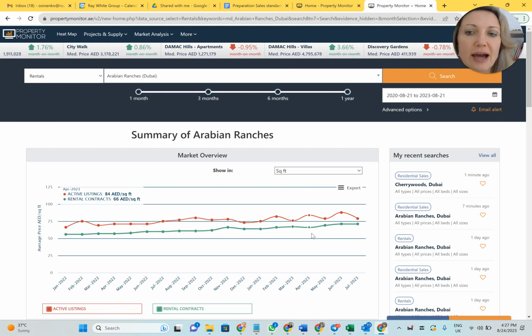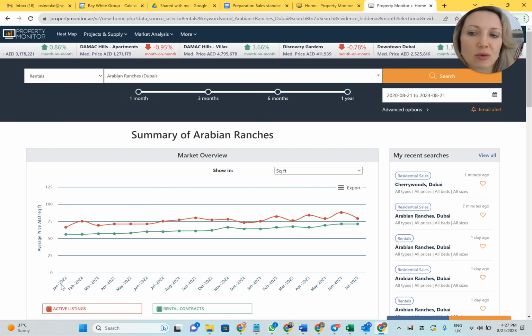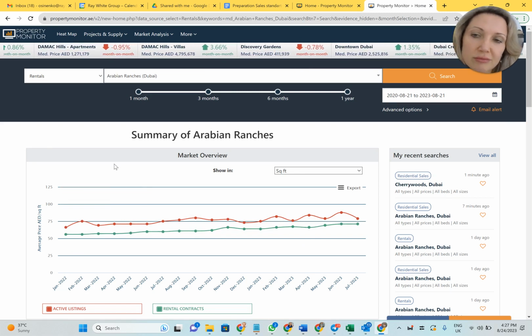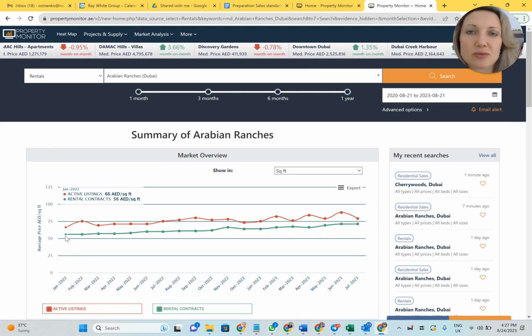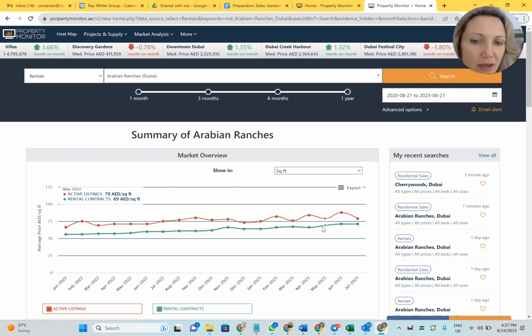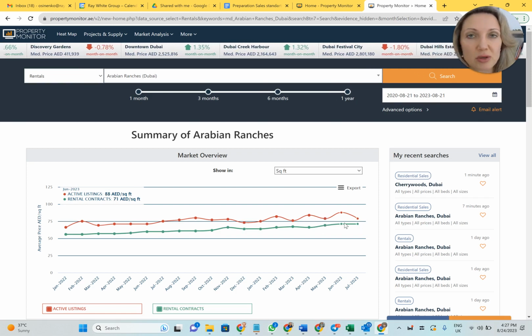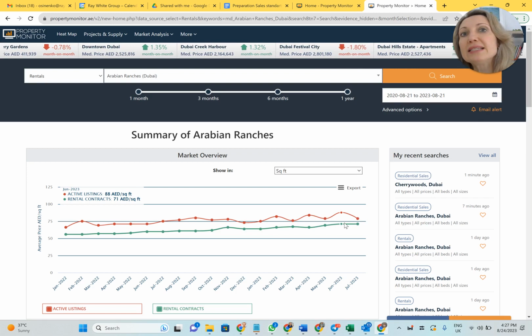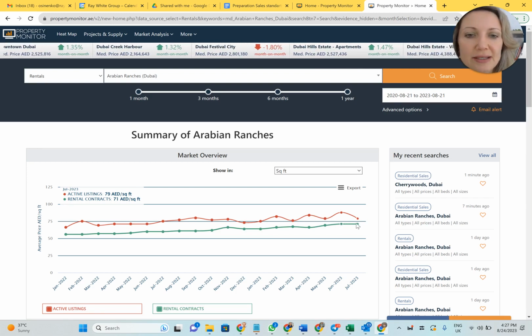So for example, if you already have a property and have been renting it for a while, unfortunately we have data only from January 22. Well, what to do? This is what the Dubai Real Estate Department supplies us with. Then you will be currently in July, because again, the data is not instantly transferred to the Property Monitor. It takes some time for it to get updated. So you will be having 71 per square feet, starting from 56 per square feet.